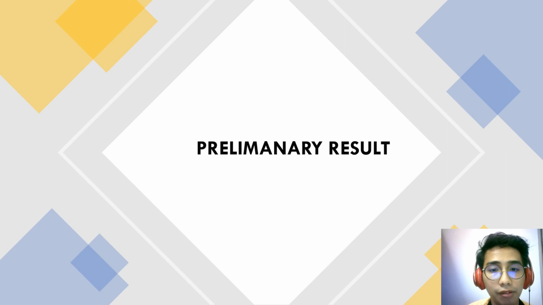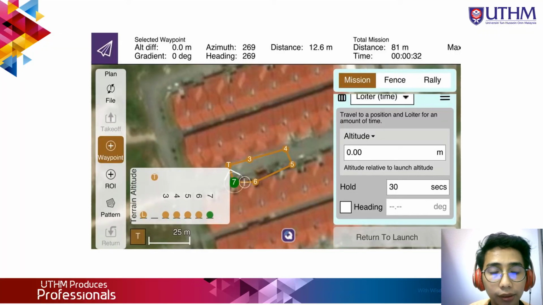Okay, as for my preliminary result, I have done the mission planning. So as you can see, firstly I need to set the altitude for the waypoint to 0 because it is a rover. If we use an altitude more than 0, it perhaps will not move, because the altitude needs to be 0 since it moves on land, and I will hold the vehicle for 30 seconds at each waypoint to imply that it is planting the seeds.